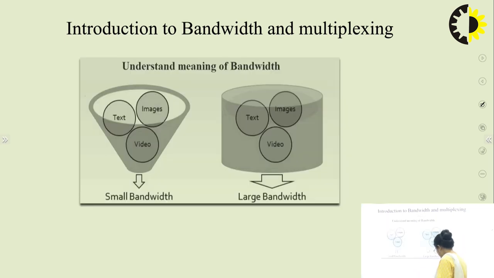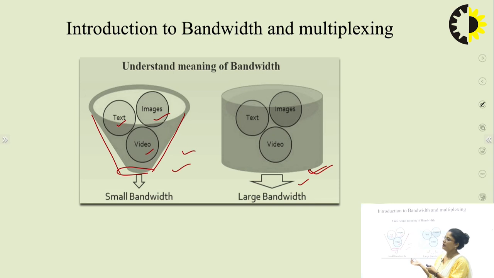Now, let us give a brief introduction to bandwidth and multiplexing. I'll just talk about how exactly, pictorially, the difference between smaller bandwidth and larger bandwidth looks. If you look at this figure, for example, we want to transmit text, images, and video, and the same thing we want to transmit here. This is a conical structure, where from the figure we can identify that less data will be transmitted per unit time. But in this case, more data will be transmitted per unit time because of the very structure, the very look that we can see from the figure. This is just a figurative description. We will go into more technical detail in the next slides.